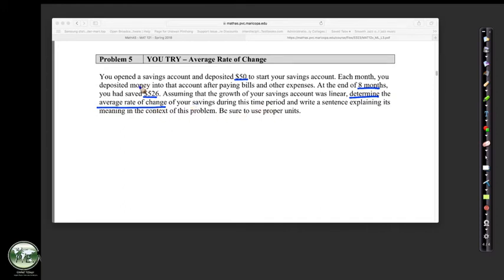So let's see if that's the case. You opened a savings account and deposited $50. So when we opened it, what was the time? 0. So the day we opened it, that's the beginning of the account. So our first point really is (0, 50). Each month you deposit money into that account after paying bills and other expenses. At the end of 8 months, you had saved $526. So what's our other point? 8 months, (8, 526).